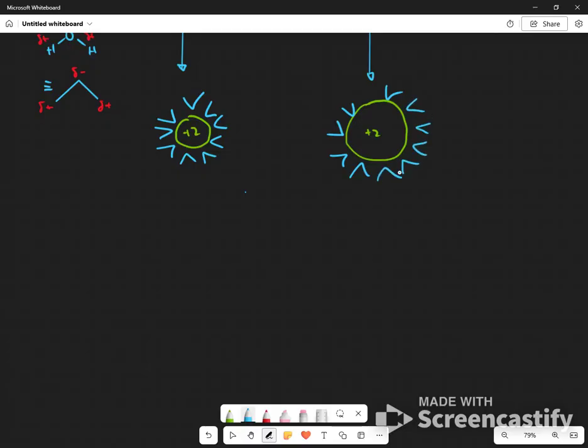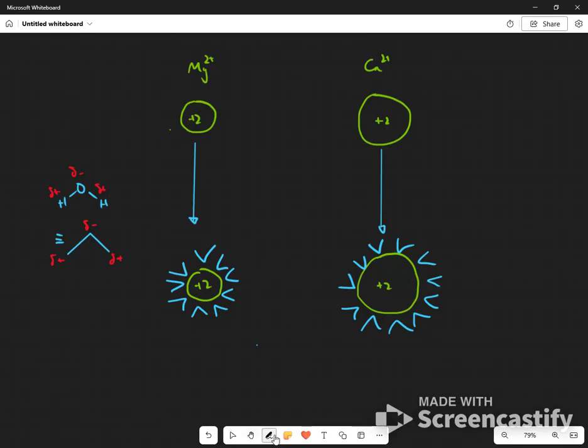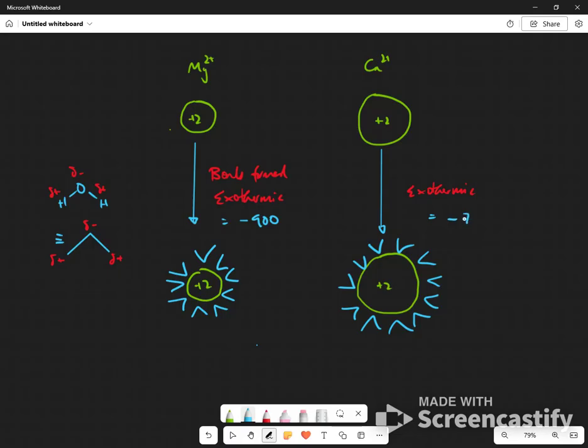Okay, now when this happens, let me do one up the top there. When this happens, bonds are being formed. Okay, so bonds formed. All right, and so both of these are going to be exothermic because bonds are being formed. All right, now, so the enthalpy change is going to be negative. So this is going to be, so I don't know, minus 900 or so. Now this one is going to have a smaller heat of hydration. It's going to be, say, minus 700.